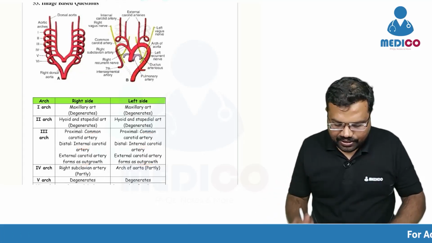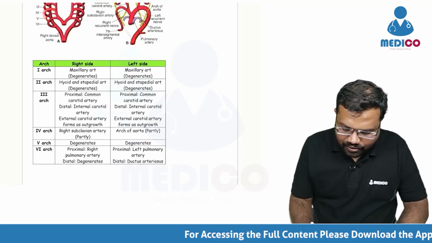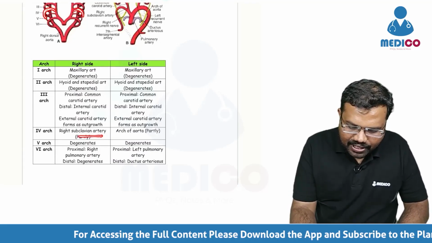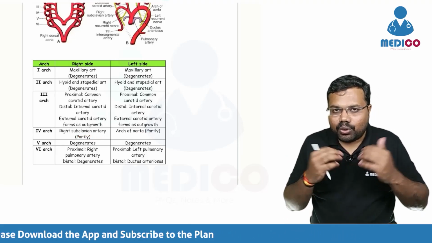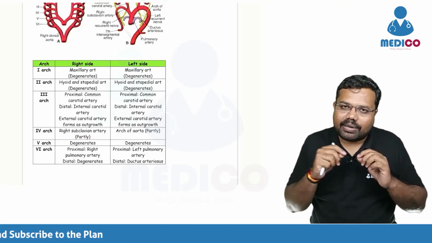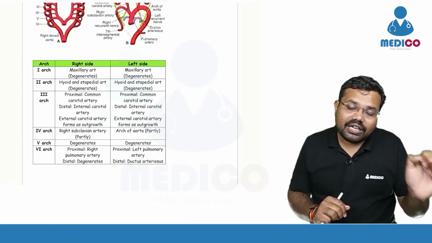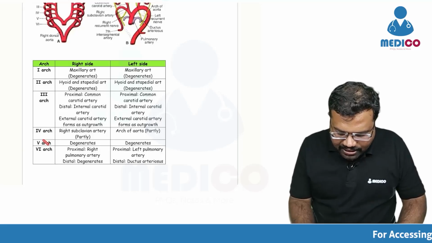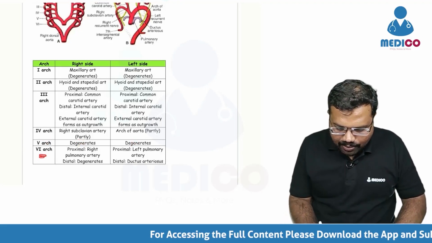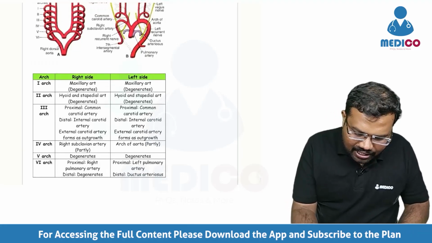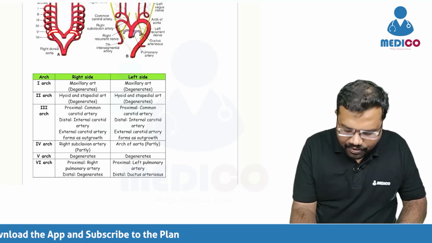They will persist. And coming to the fourth arch, on the right side it will form the subclavian artery, and on the left side it forms a part of the arch of aorta. As right side and left side are different, the questions are maximum at the level of the fourth arch artery. What is the right side derivative? Fourth arch artery, left side derivative. And the fifth arch is completely degenerate, so there are no arterial derivatives either. And coming to the sixth arch, right side proximal will form the right pulmonary artery, left side proximal will form the left pulmonary artery.